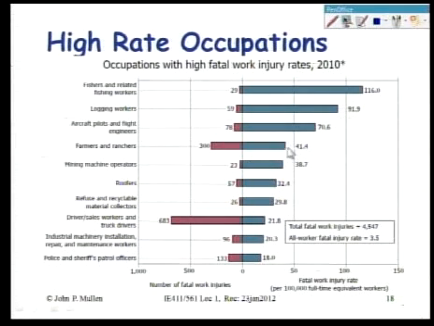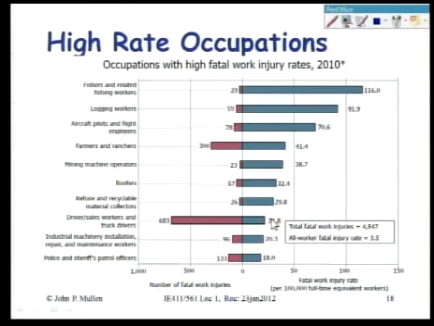Farmers and ranchers are down now to 40. Mining machine operators around 40. Roofers. Anyone here ever do any roofing? Okay, that's pretty dangerous. Would you agree? Yeah. Yes, okay. Refuse and recyclable material collectors. Wow, that's kind of surprising.